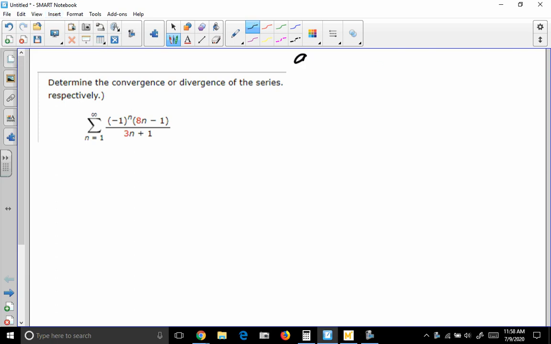Questions from this section will be from 9.5. So let's begin with this one. And this one is dealing with the alternating series test. The thing that makes something an alternating series is if we alternate signs.